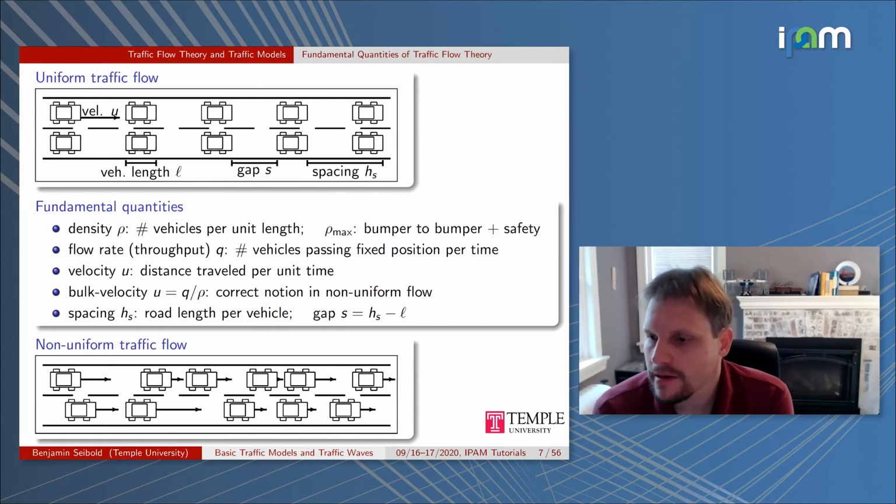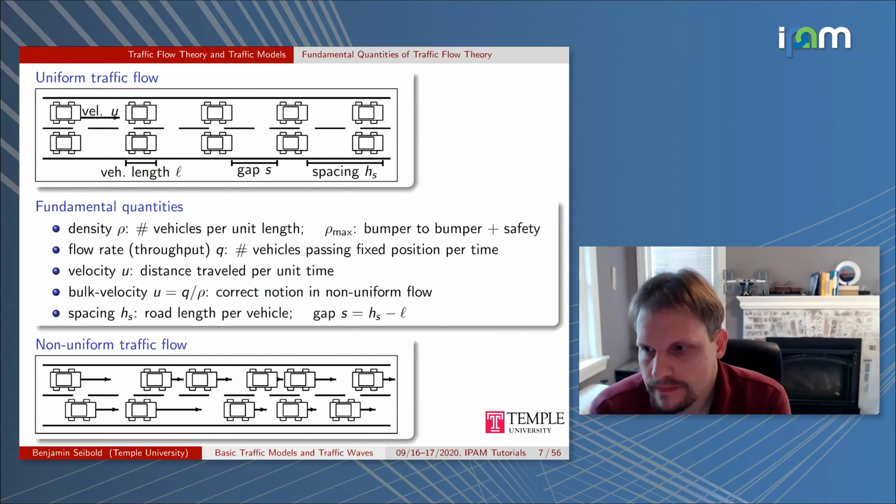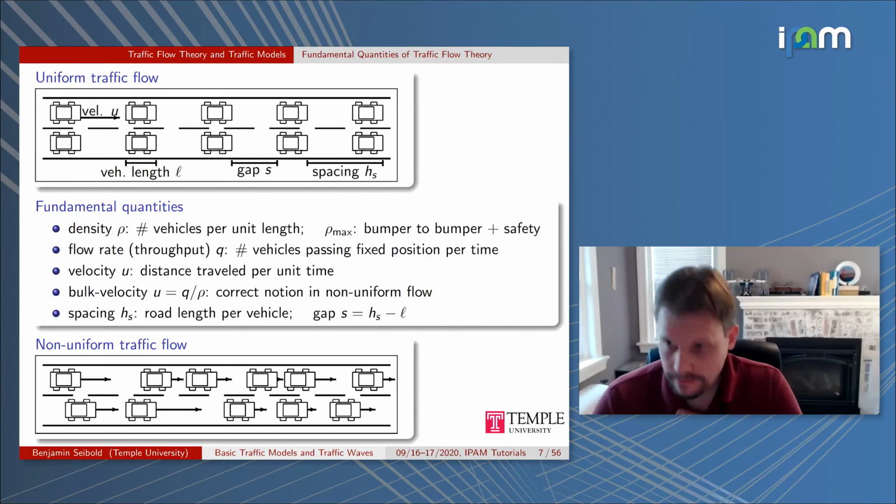And I see a raised hand here. Yes, the question would be, you have a two-lane road. Does it make sense to calculate a flow rate basically for both lanes together, or would it make more sense to calculate them per lane?